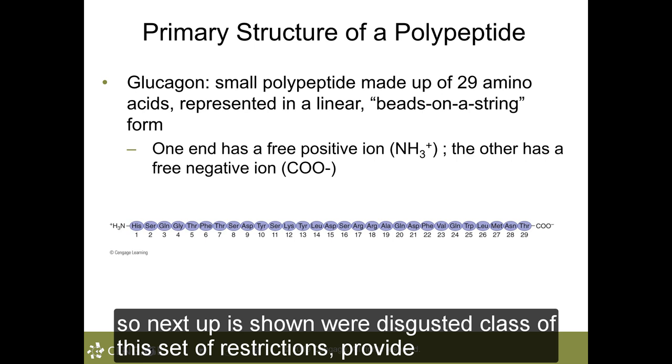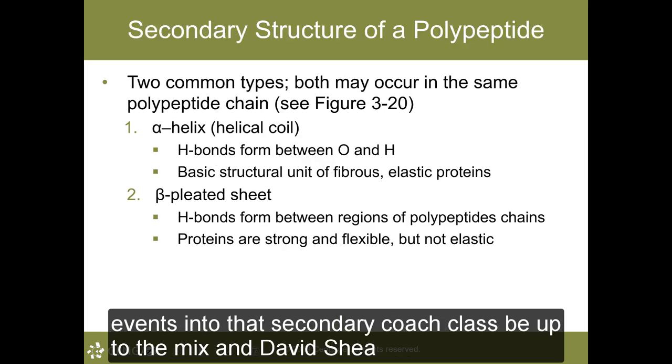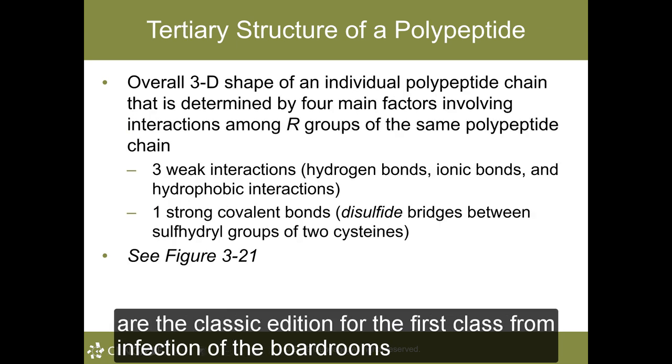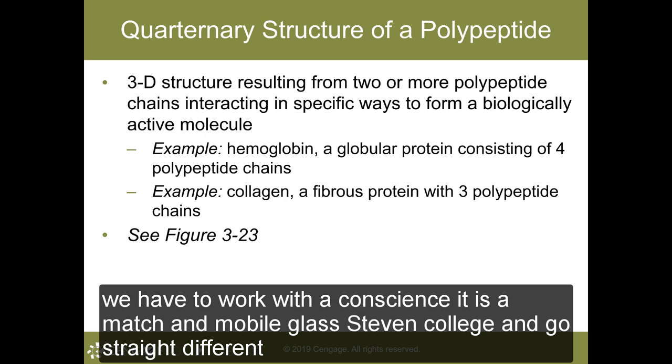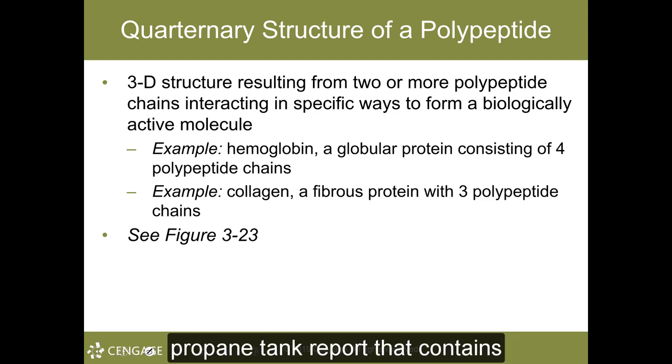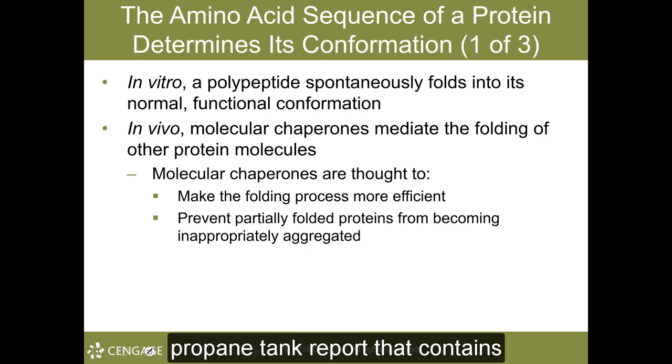So next up is showing you what I just got finished with, class. So this is that primary structure of some polypeptide. Up next, it mentioned that secondary structure, class, with the alpha helix and the beta pleated sheet. Thirdly, class, that three-dimensional folding that occurs, class, from the interaction of those R groups. And then, finally, class, you get to the quaternary structure, where you have two or more polypeptide chains, such as when I mentioned hemoglobin, class, and even collagen with those three different protein chains or polypeptide chains.